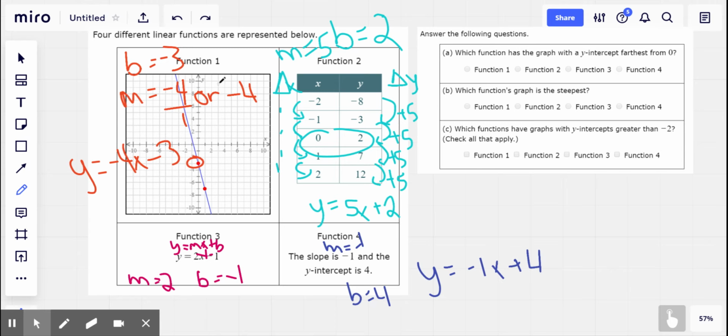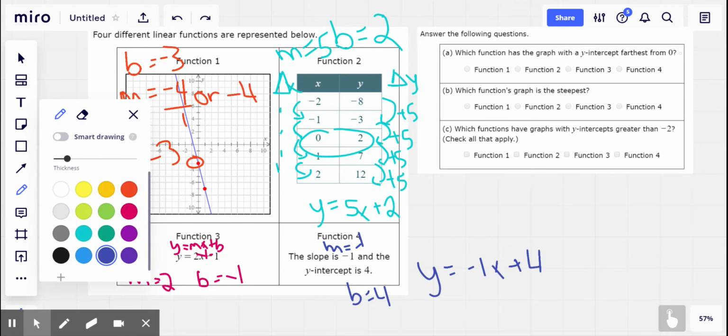All right, so now that I spent the time finding the slope and the y-intercept and writing an equation for all four functions, I should be able to go over to these questions A, B, and C and fill them out pretty quickly. Which function has the graph with the y-intercept farthest from 0?